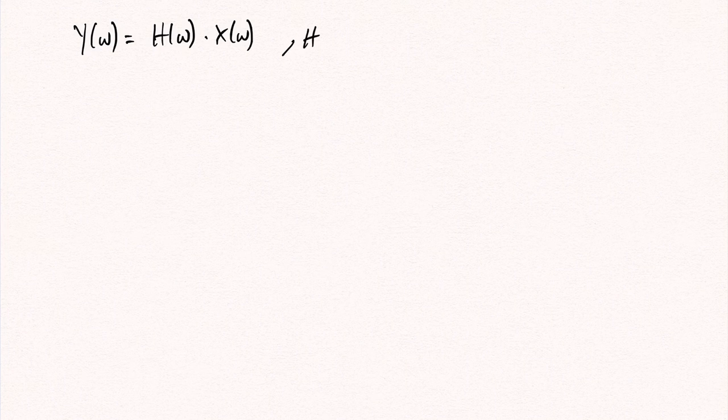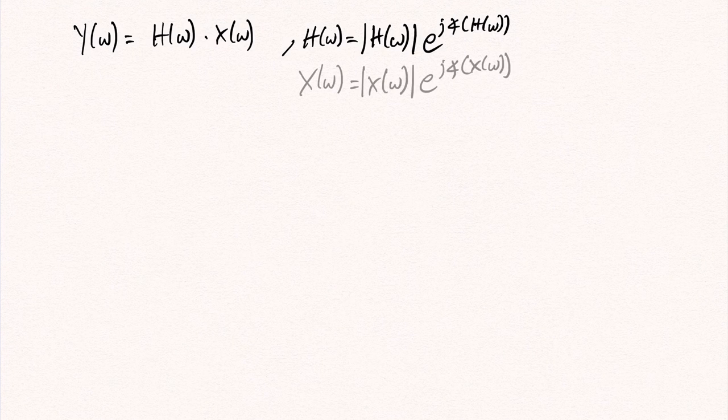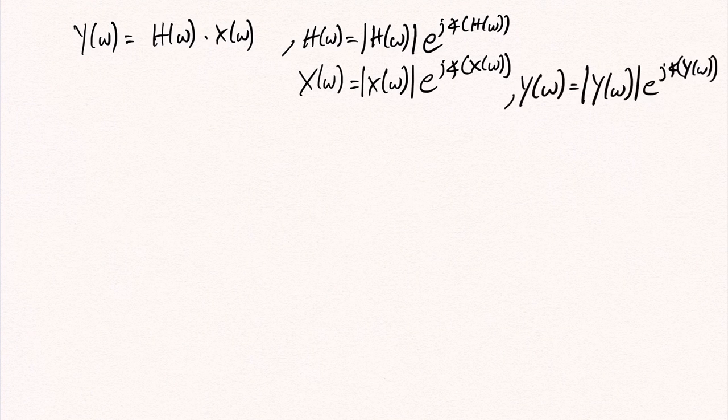Determining the output of an LTIC system if the input signal is a simple sine or cosine is very simple, but we can use the same trick to determine the output of all LTIC systems to all input signals. For this, let's go back to the equation y of omega is equal to h of omega times x of omega. Keep in mind that h and x are complex numbers, so that we can express them in polar form by the magnitude times e to the power of j times the phase, which we can do for h of omega, but also for x of omega, and the output y of omega.